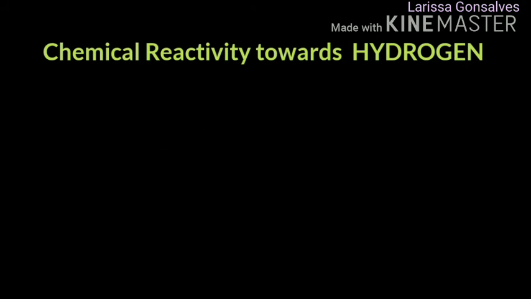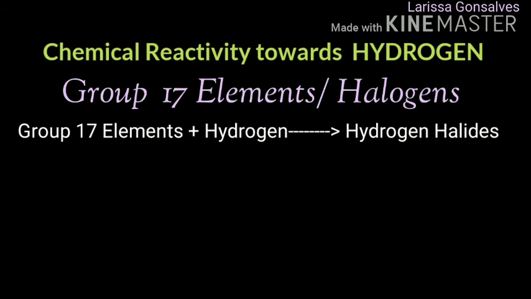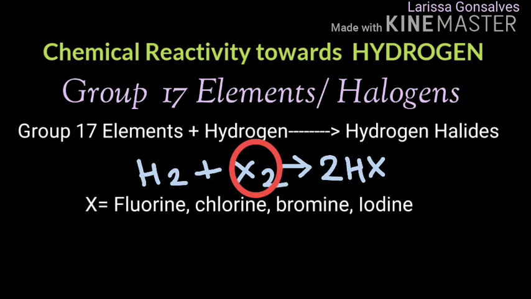Next are group 17 elements. The elements of group 17 react with hydrogen to form hydrogen halides. So, hydrogen reacts with a halogen, which is represented by X, to give hydrogen halide. Here X could be fluorine, chlorine, bromine and iodine.